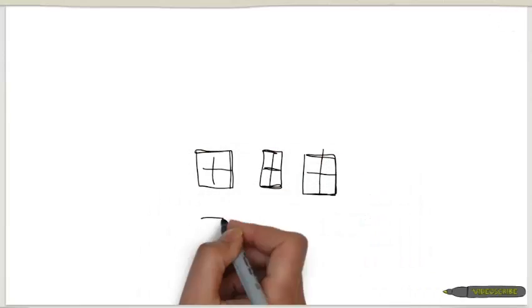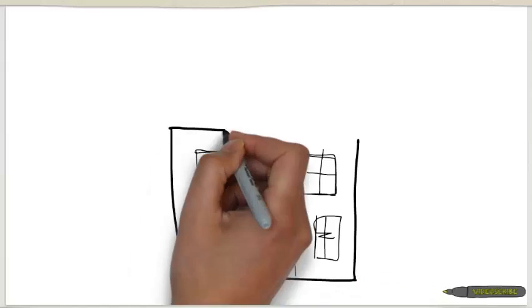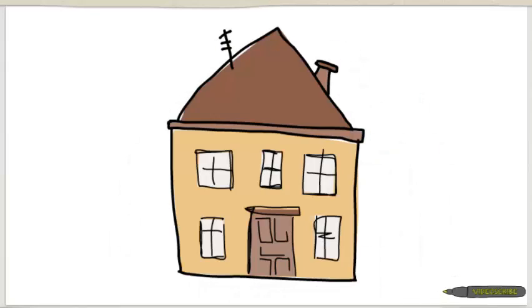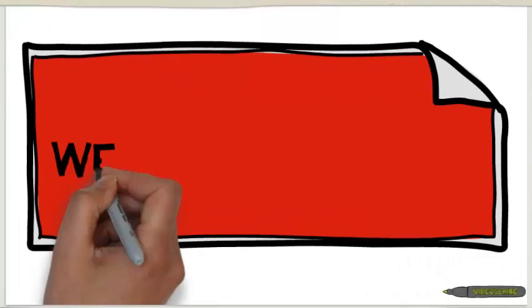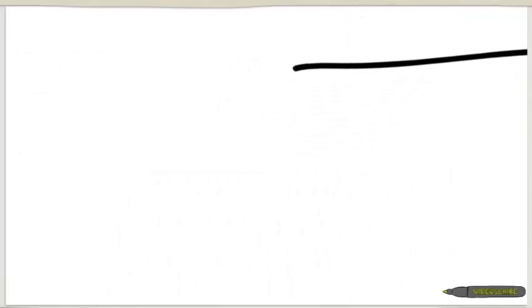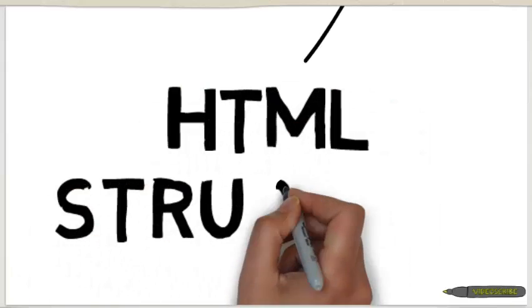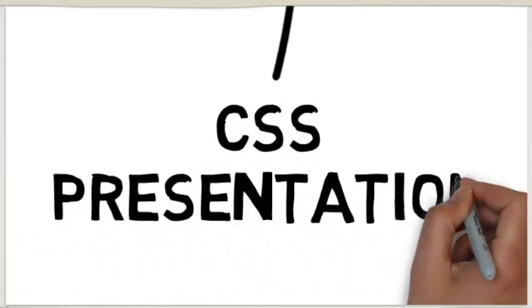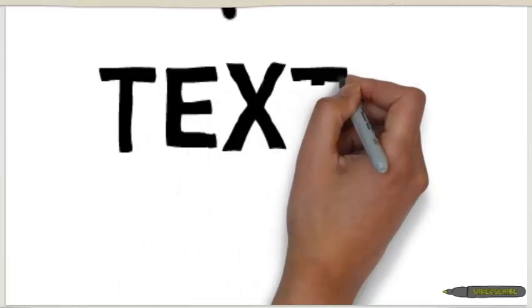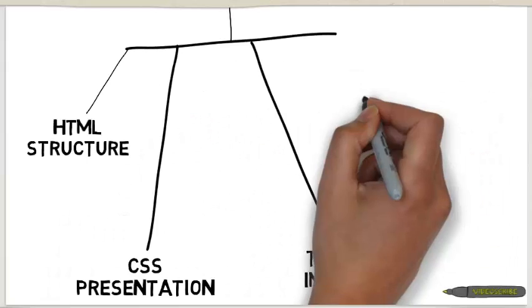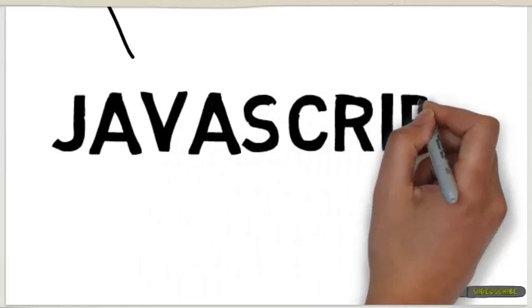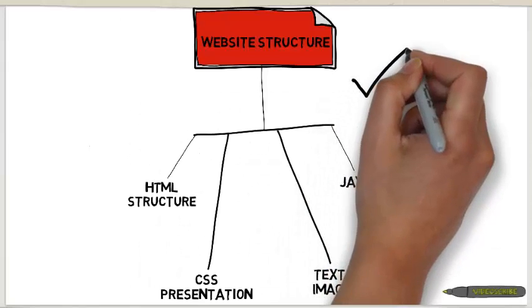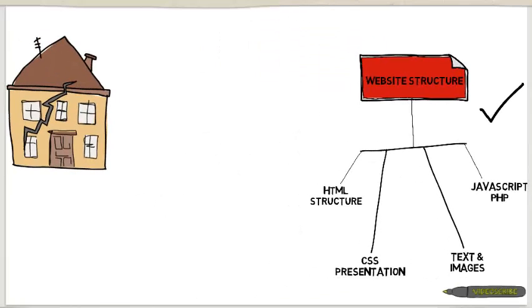The building of a website is much like the building of a house. It has to be properly planned and structured, otherwise it will fail. That's why over the next few videos we will follow a specific website structure which will guide us through this. Firstly, we have our HTML code, which gives us the structure of our website. We then have our CSS, which is the presentation of our website. We also need content, such as text and images. We also need programming languages, such as JavaScript and PHP. If this goes correctly, our website will run smoothly.